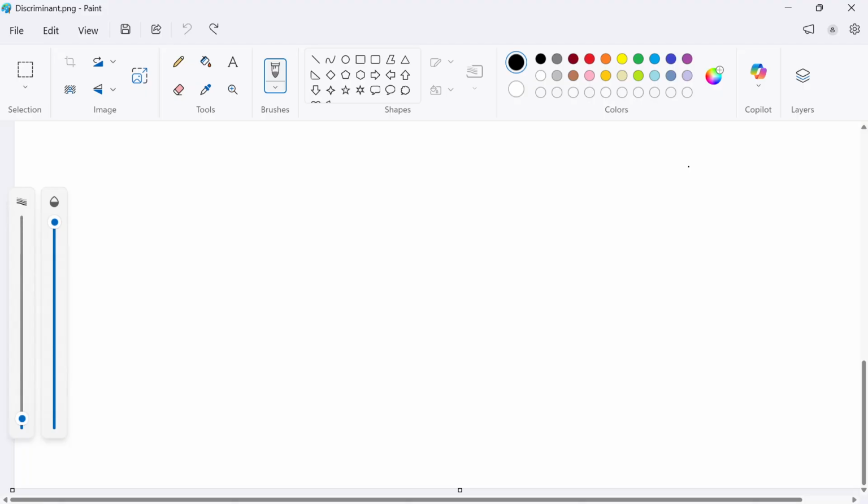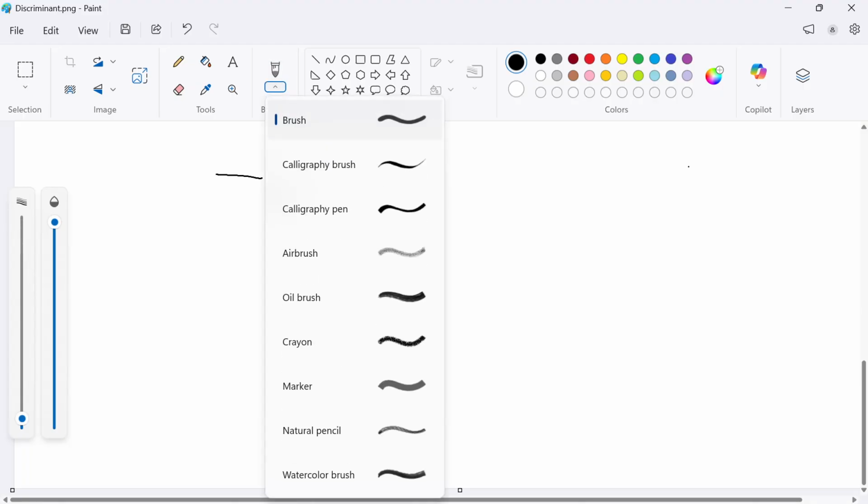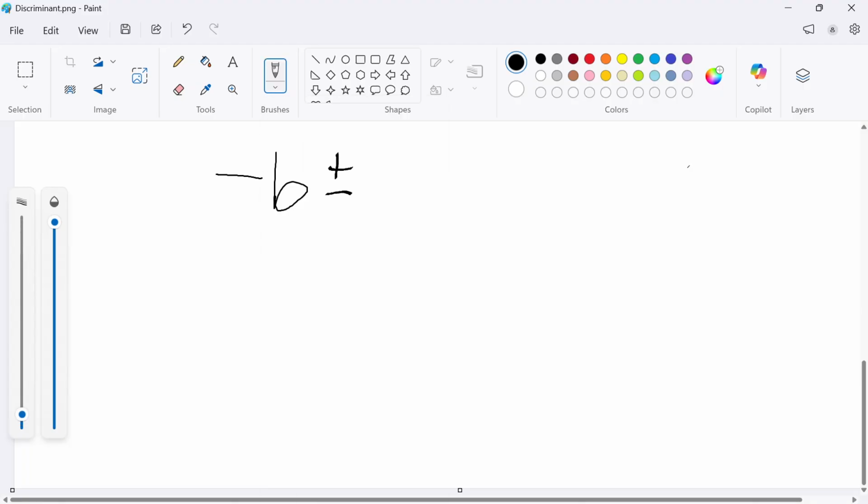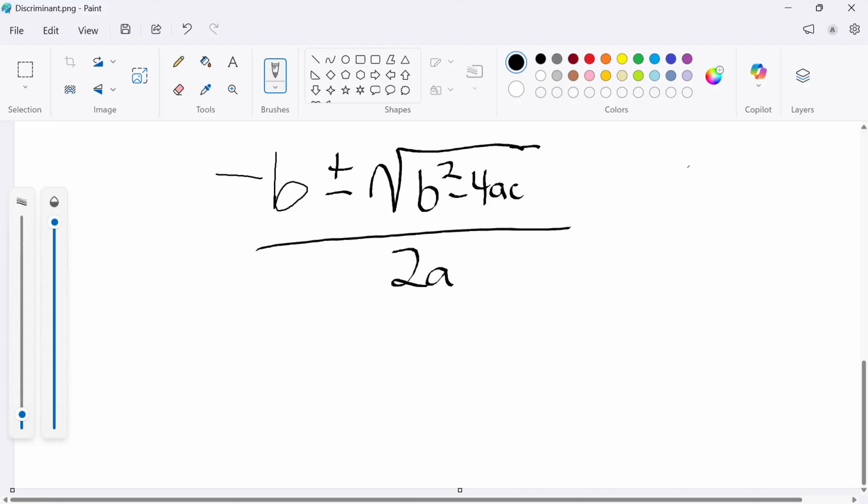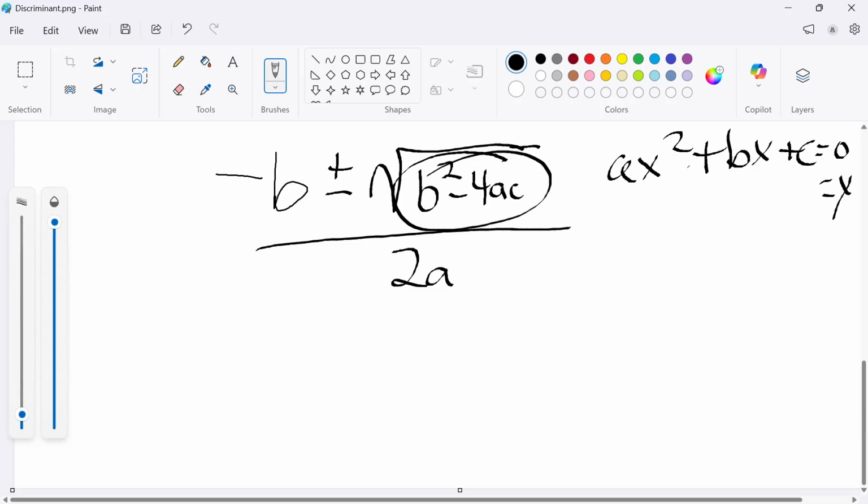And remember, the quadratic formula is negative b, plus or minus the square root of b squared minus 4ac, all divided by 2a. And that's when you have ax squared plus bx plus c equals 0 or equals y. This, b squared minus 4ac, is the discriminant.